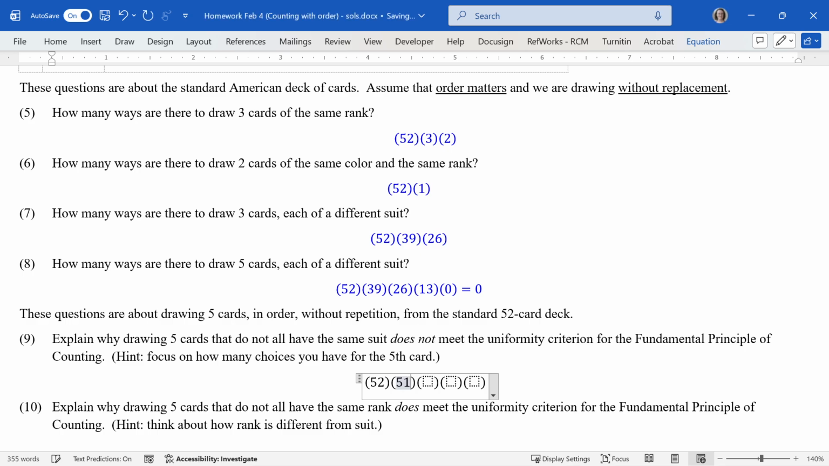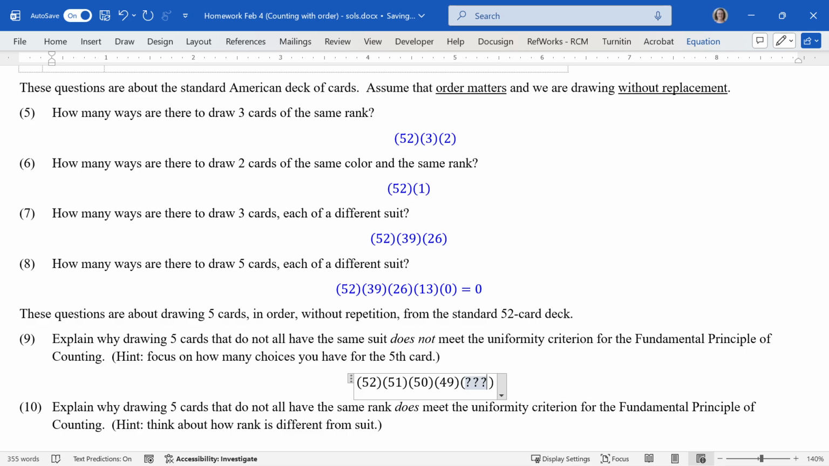So actually, we should put 51 here. This is fine if we get any card for the second card. Whether it matches suit or it doesn't match suit, it's fine. And we can keep just doing any card for the first 4 cards. It's only when you get to the 5th card that you have to make sure that your cards don't all have the same suit. And this is where the problem comes.